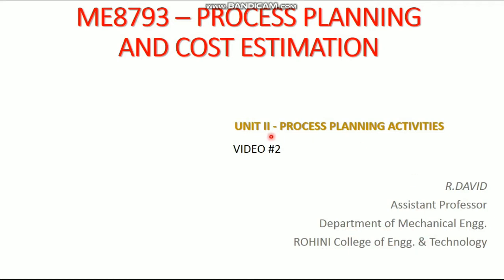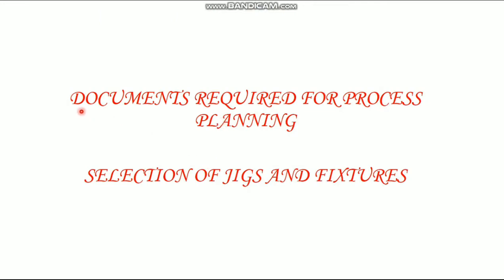In this video, I am going to explain some topics from the second unit of the Process Planning and Cost Estimation subject. This is the second video from this unit. In this unit, we are going to study documents required for process planning and selection of jigs and fixtures.